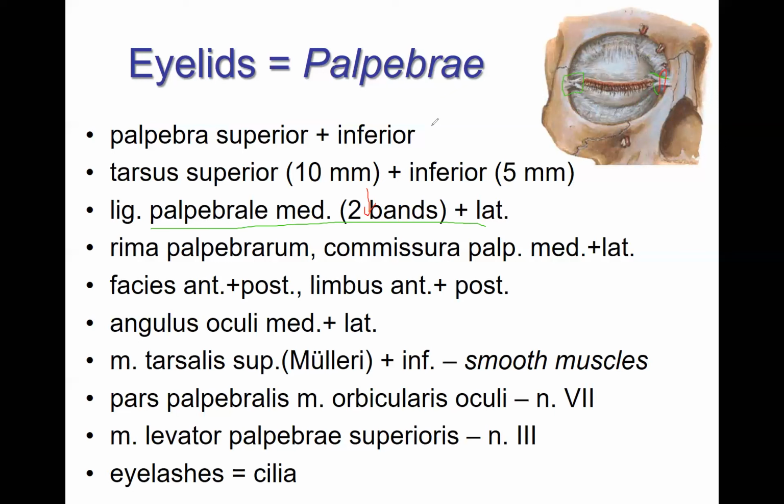Then here are some terms. Rima palpebrarum is the slit between upper and lower lid. Commissure is, of course, this area, that's the commissure. Anterior face, posterior face, the anterior covered by skin, posterior by conjunctiva. Limbus, I'll show you on a section what is limbus. And of course, annulus, or in Greek it is called canthos, or the Latinized version canthus, is another word for the medial or lateral angle of the eye.